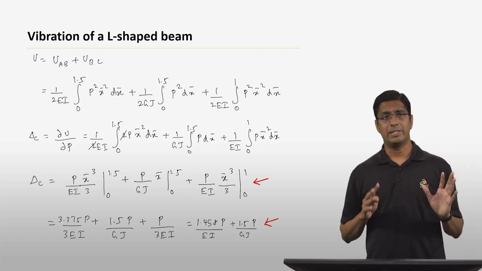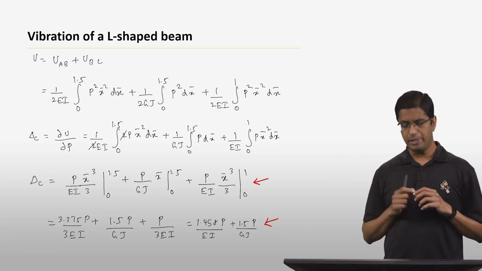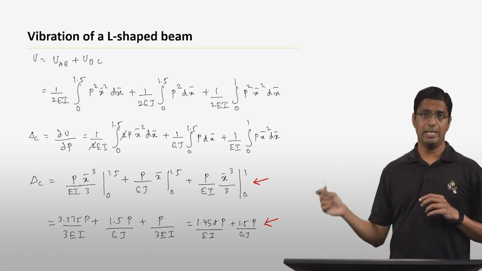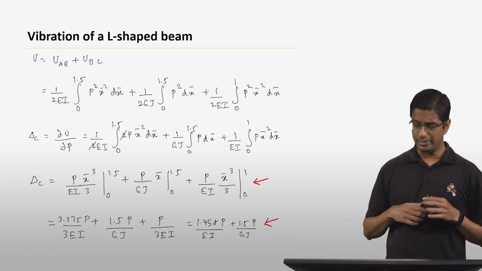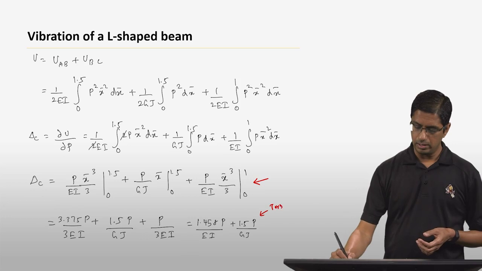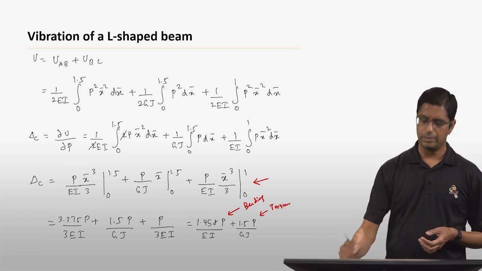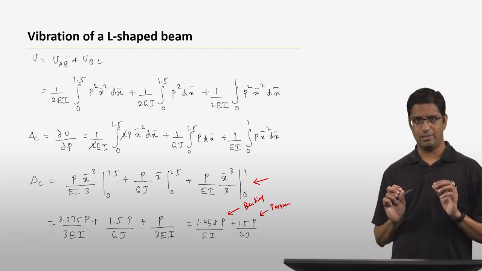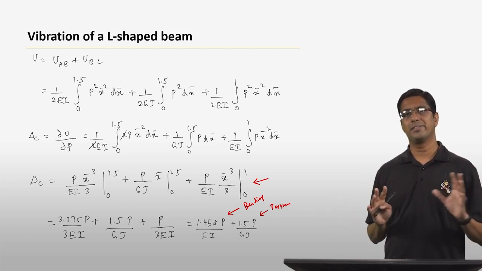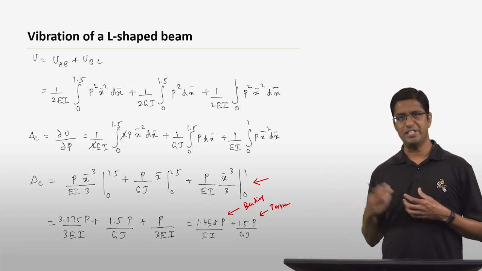So effectively, your delta C, which is the deflection at point C due to the force P, is given by 1.548 P divided by EI plus 1.5 P divided by GJ. So you can think of this as the deflection due to torsion, and this as the deflection due to bending. It is not quite one-to-one like that, but effectively you can think of that as bending and torsional deformation, because the bending term has an EI in the denominator. For the torsion, you have a GJ in the denominator.